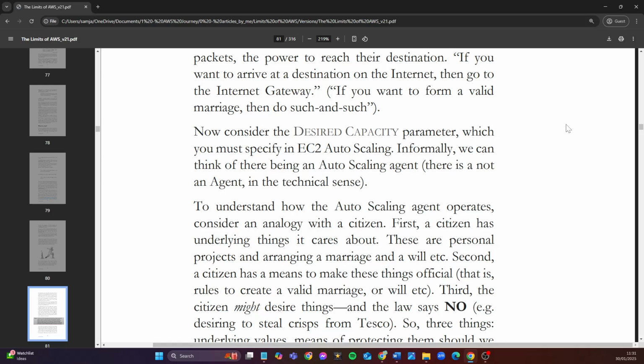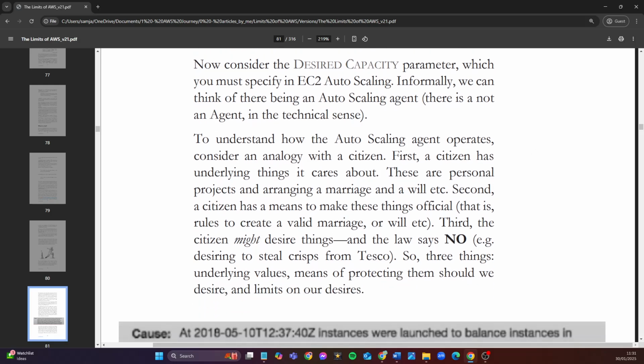Now consider the desired capacity parameter, which you must specify in EC2 autoscaling. Informally, we can think of there being an autoscaling agent. There's not an agent in the technical sense, meaning a program that runs in the background, or anything similar to a CloudWatch agent, but this is just an informal thing. Now, to understand how this auto-scaling agent operates, consider an analogy with a citizen.